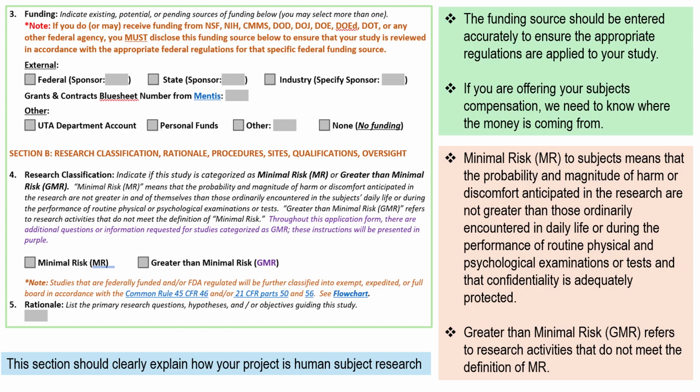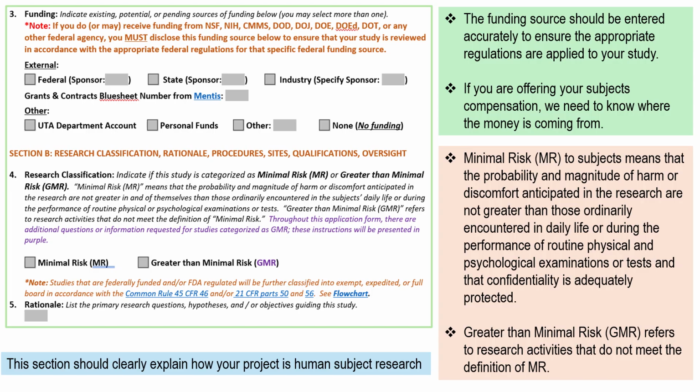The next section is where the PI will add their funding source. It's important to list all funding sources that will be utilized for your project to ensure appropriate regulations are being applied. For any external funding sources, a Mentis Blue Sheet number will be required for each award. If you are offering subjects any form of monetary compensation, there must be a funding source listed.